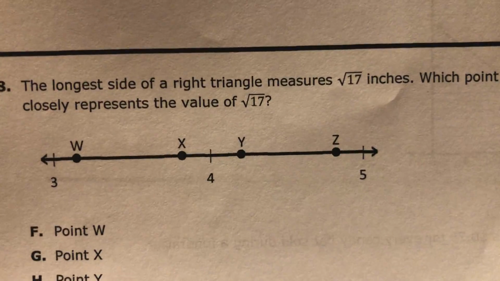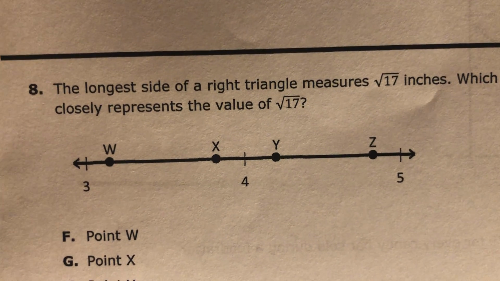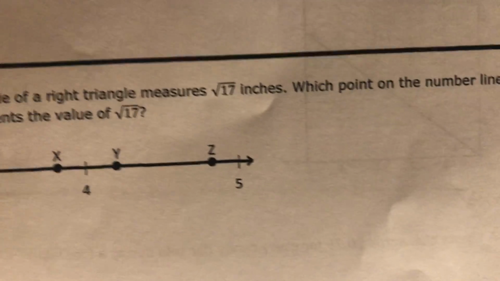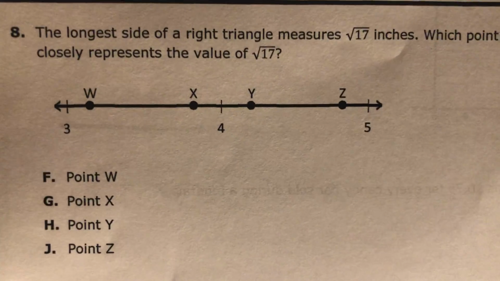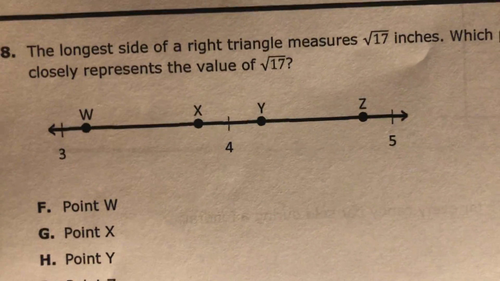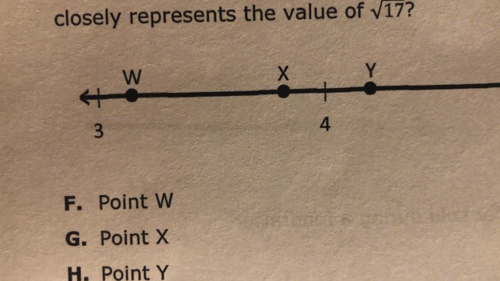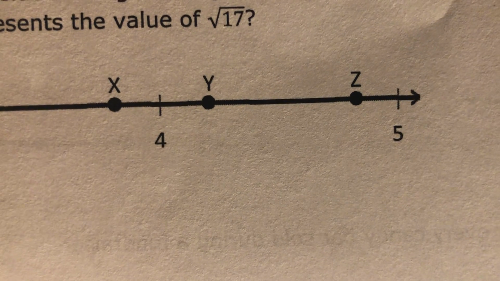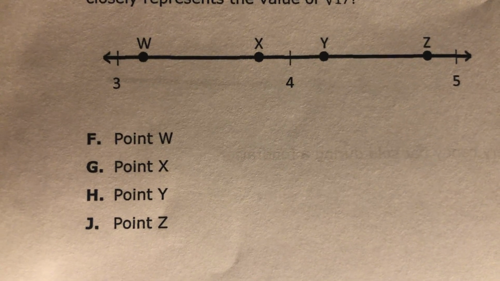Number 8, the longest side of the right triangle measures the square root of 17 inches. Which point on the number line most closely represents the value of the square root of 17? W, X, Y, Z. F, point W. G, point X. H, point Y. J, point Z.